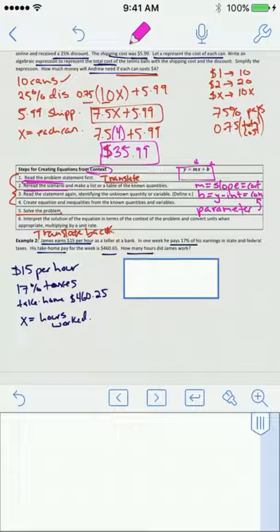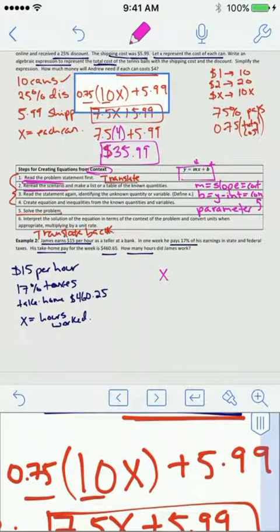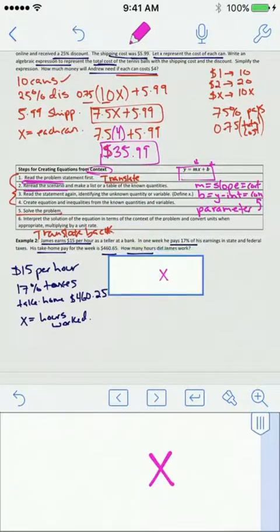Okay, so let's start with the x. That's the number of hours James works. Cool. What's going to happen every hour he works? He's going to earn $15 per hour. And just like we saw here with the each can 10, if he works 1 hour, he's going to get $15. Works 2 hours, he's going to get 30. So it looks like it's $15 times x, the number of hours he works. Good.